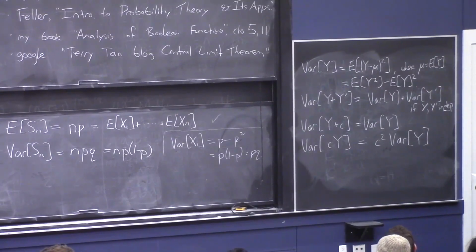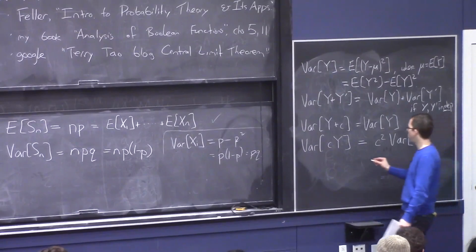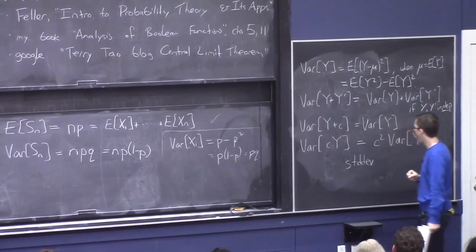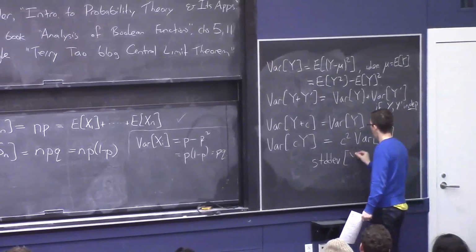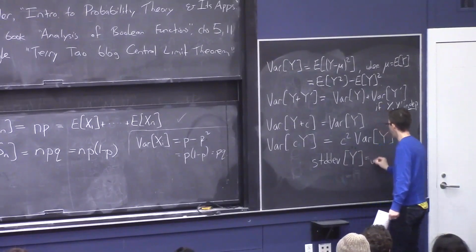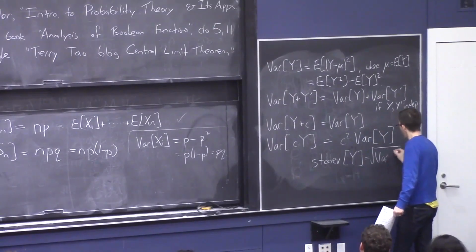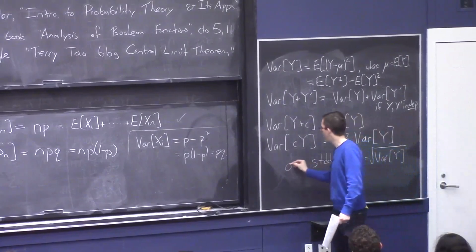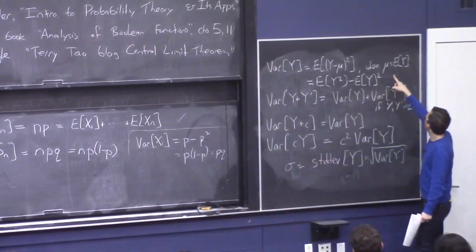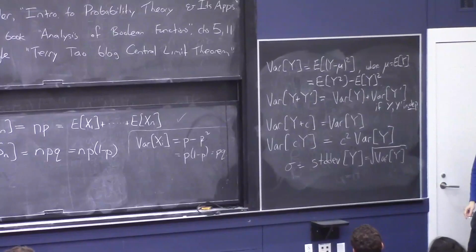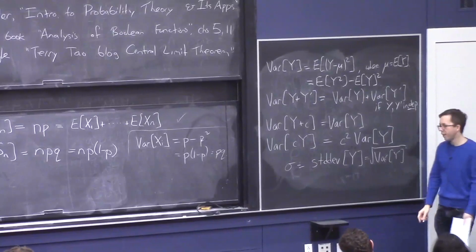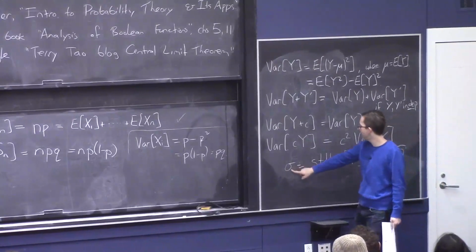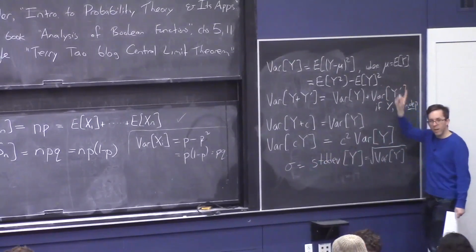Actually, let's remember one more thing, which is the standard deviation of a random variable is just the square root of the variance. Okay, and this is often denoted sigma. If this one is denoted mu, which means we denote variance by sigma squared. So sigma stands for standard deviation, mu stands for mean.